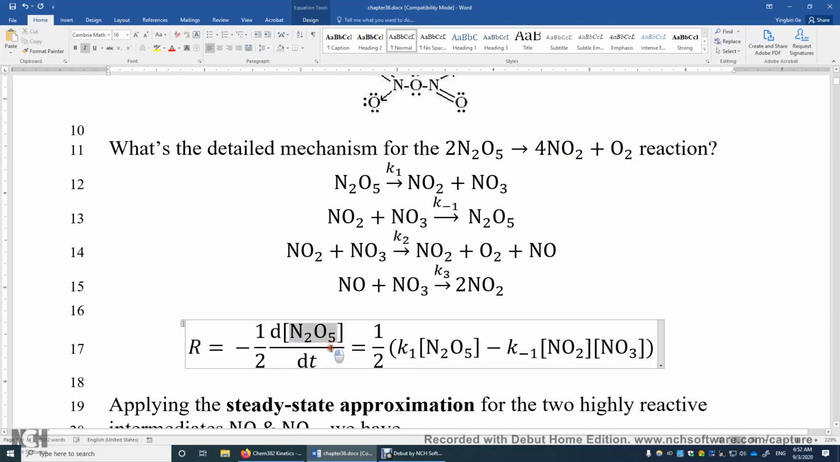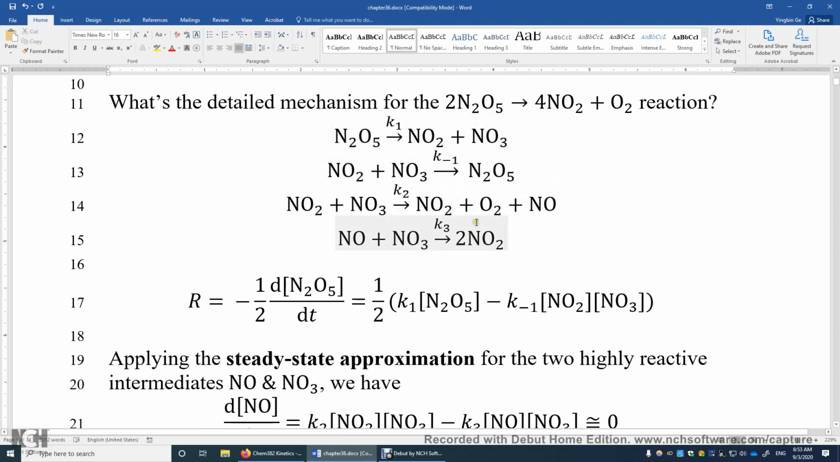Now let's look at N2O5. Again, we're looking at a differential equation here. N2O5 is involved in 2 elementary reactions. It's consumed here, and it is produced in the second step. So in the first step, it's consumed, so we need to have negative K1 times N2O5. Where's the negative sign? Well, there's another negative sign here, so negative is positive. N2O5 is produced in the second step. How fast? The rate is K minus 1 times NO2 times NO3. It's right here. Again, we need to take this negative sign into account. So now we have the expression of the reaction rate. It's this. However, we do not know how this N2O5 or NO2 or NO3 change with time.